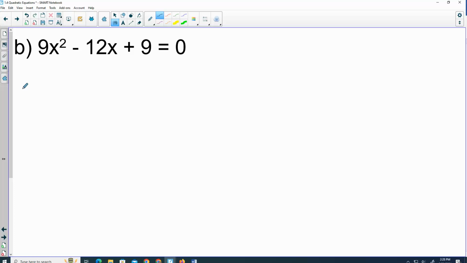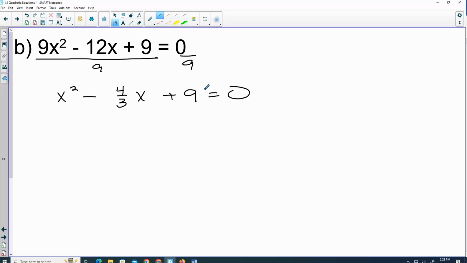Okay. What do you notice about this one? So we need to start out dividing everything by 9. So that gives me x squared, 12 over 9, we have 4/3 x, plus 9 equals 0.